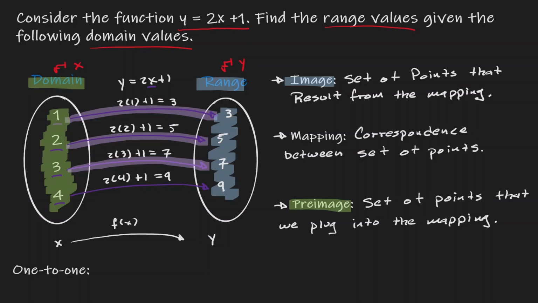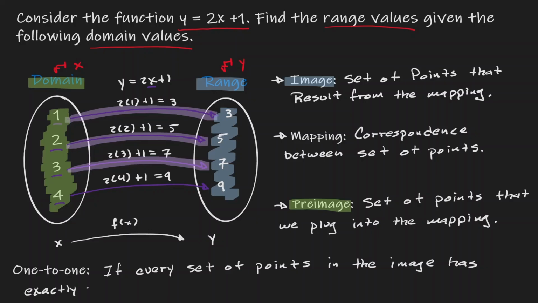And we can say that we have a one-to-one mapping if every point in the image has exactly one point of the pre-image. Notice that this mapping is one-to-one, because every single point in the range has exactly one point coming from the domain.